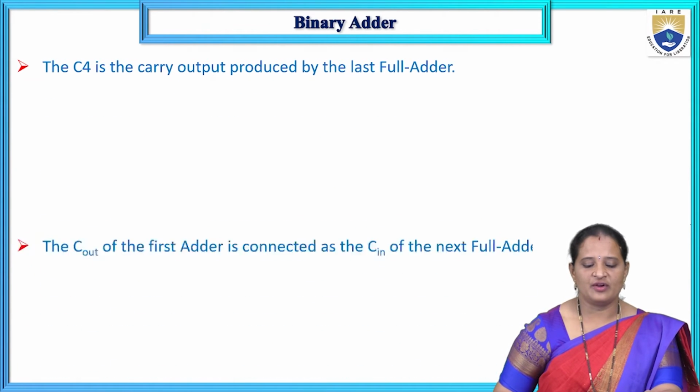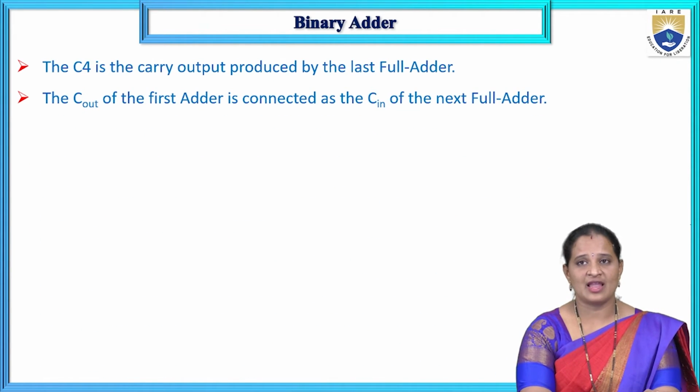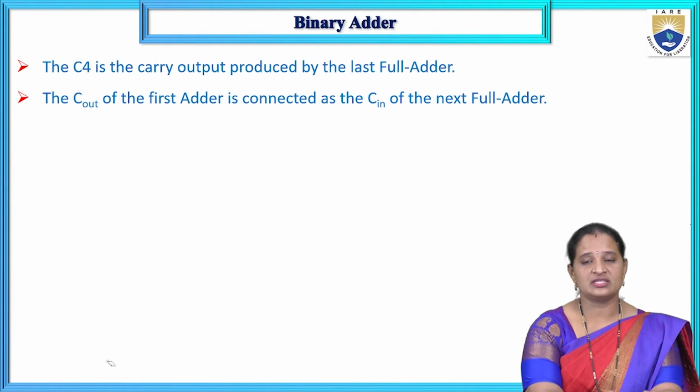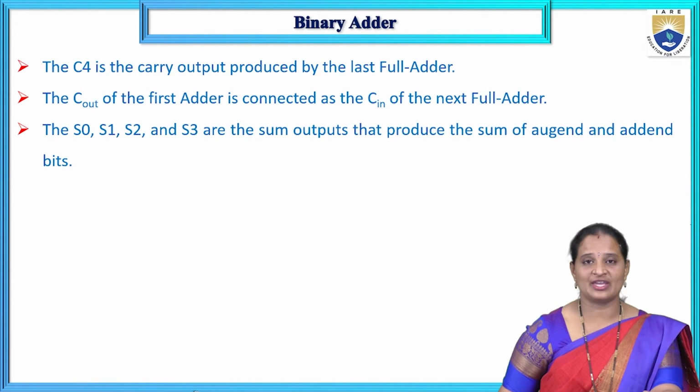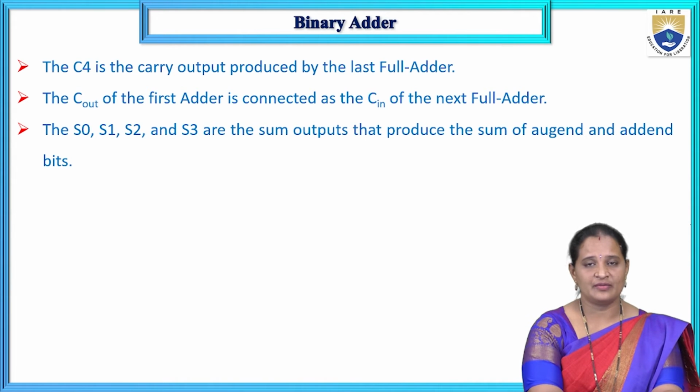So C4 is the output produced by the last full adder, where C out of the first full adder is connected to the C in of the next full adder. This is nothing but the cascading, where the sum outputs, that is S0, S1, S2 and S3, are the sum outputs that produce the sum of augend and addend bits.